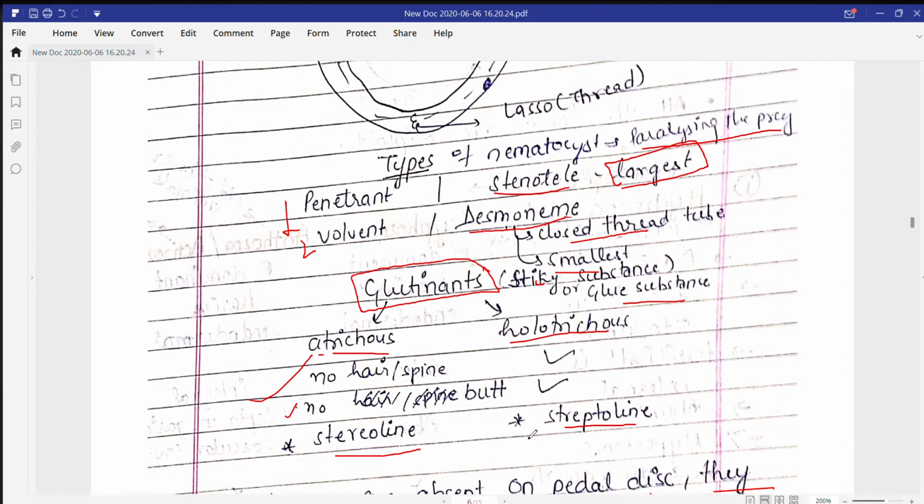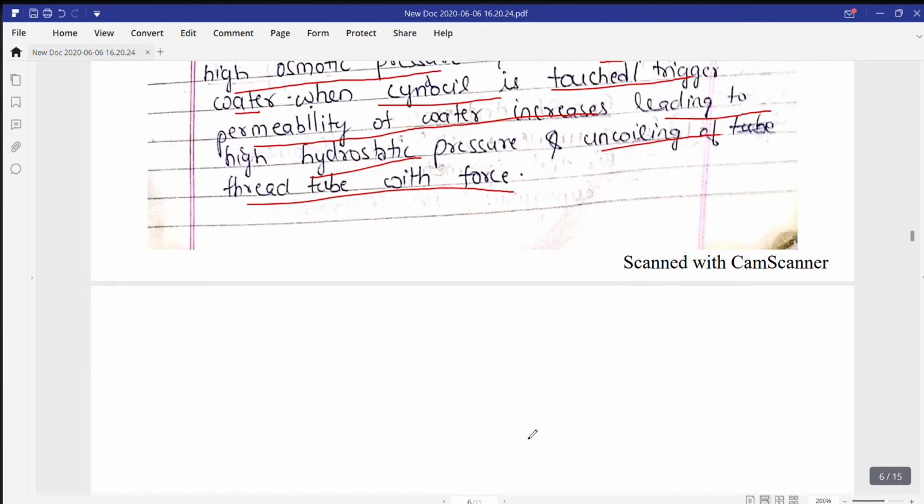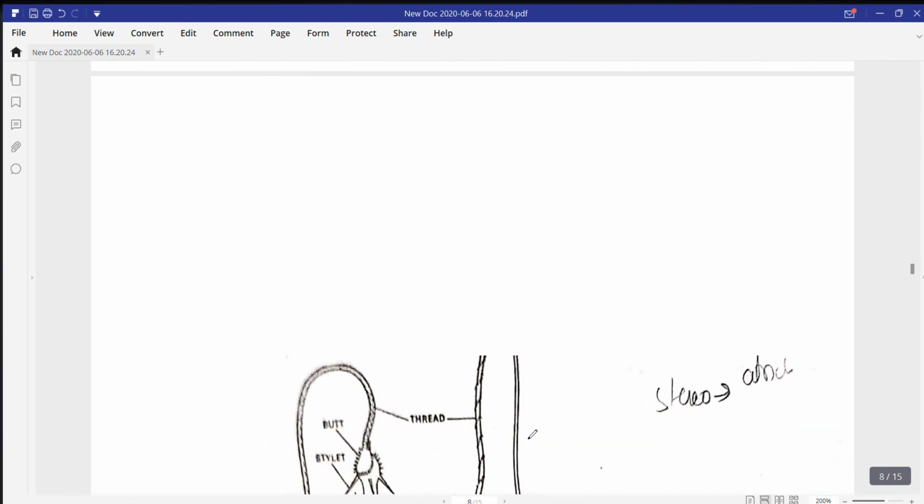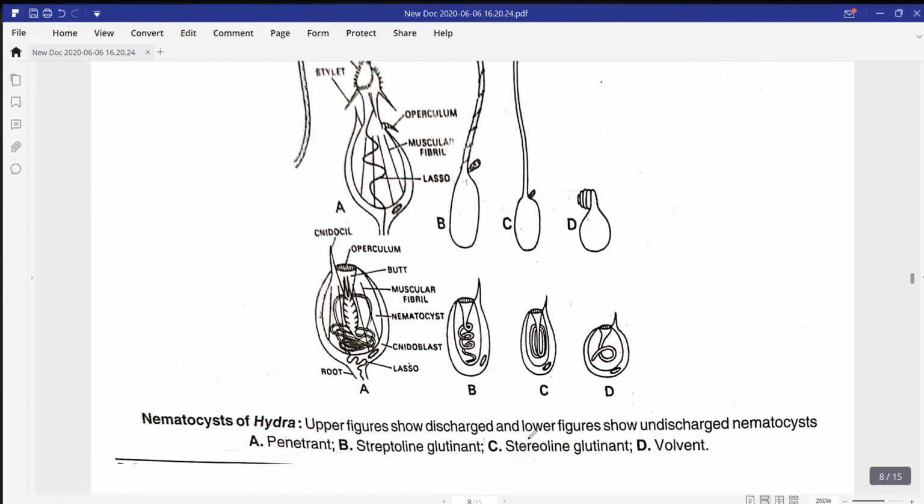So this is all about the cell and their body wall, and I also have some pictures of these four types. So this is the largest one, the penetrant one. While the smallest one we call volvent or desmoneme. These are streptoline that contain hairs and spines, but the stereoline glutinant do not contain those characteristics. For today, we'll finish this topic here, and I'll continue with the next topic in the next class.